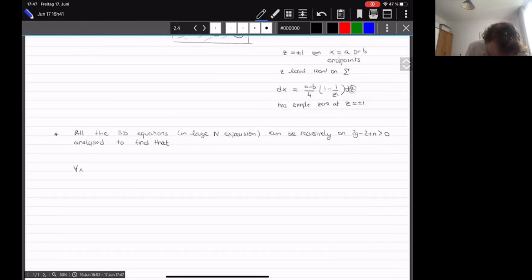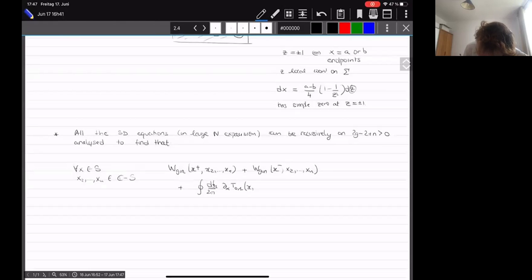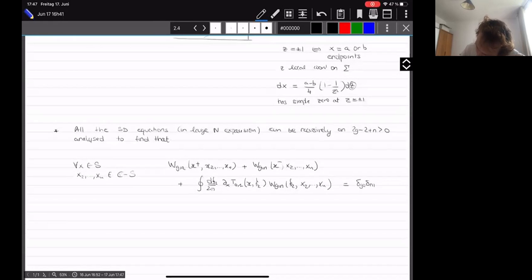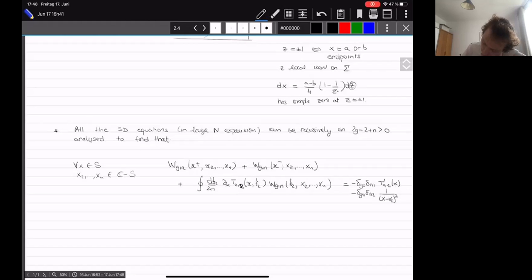So you have that for any x in S, and then x_2, ..., x_n, which are away from the cut, W_g^n(x plus i0, x_2, ..., x_n) plus W_g^n(x minus i0, x_2, ..., x_n) plus this contour integral with dt over x minus t of W_g^n, is equal to, well, in the 0 1 case you already see it, that was equal to minus T prime 0 1. Here it was 0 2, sorry. If you do it for g equals 0 and n equals 2, you would find 1 over (x minus x_2) squared. And otherwise, you find nothing.